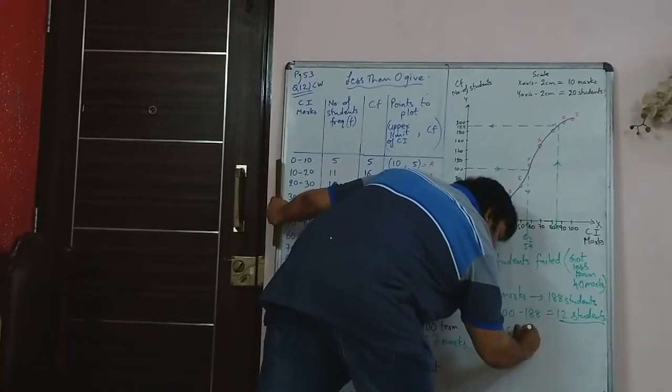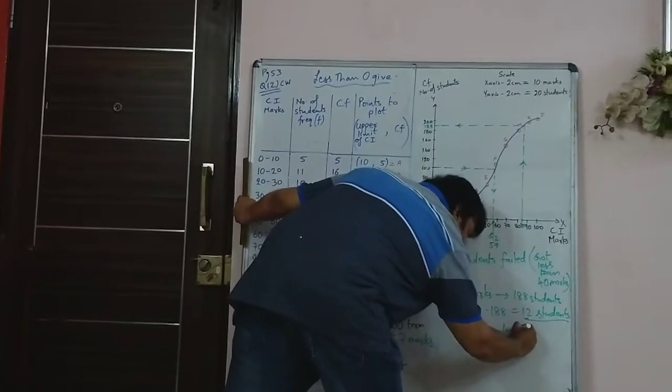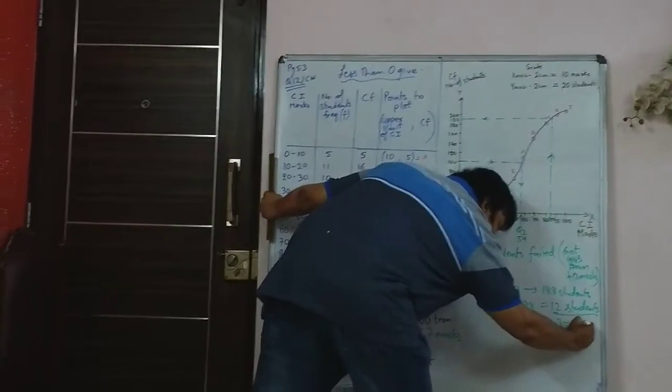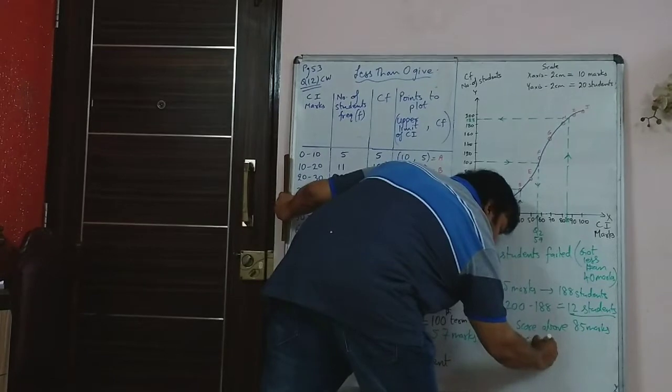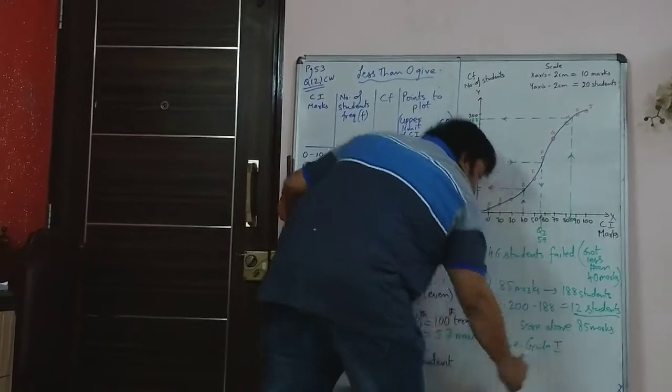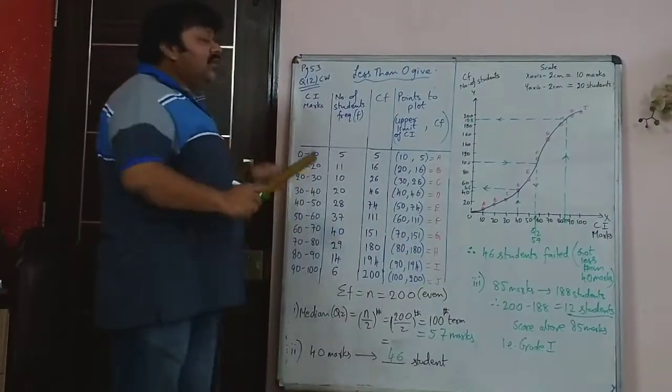score above 85 marks, that is grade 1. So that is the solution to the 12th sum.